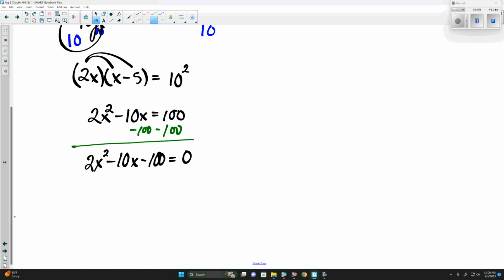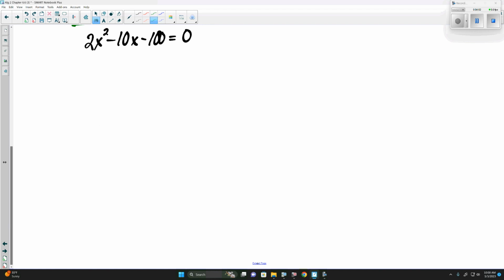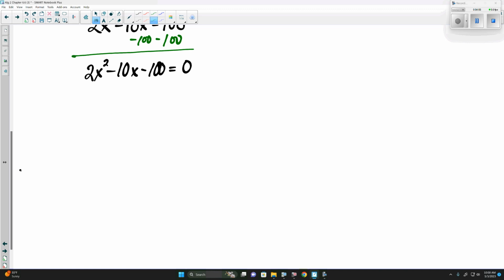Now at this point here, we could go about factoring. We can use the quadratic formula, or we can try graphing. Which one do we want to try first? Factoring. Now, if I look at this equation, is there a greatest common factor between all of the terms? The 2, 10, and 100 are all divisible by what? 2. So we can divide the entire equation by 2. 2x squared divided by 2 is x squared. Minus 10 divided by 2 is 5, so we have minus 5x. Minus 100 divided by 2 is 50.